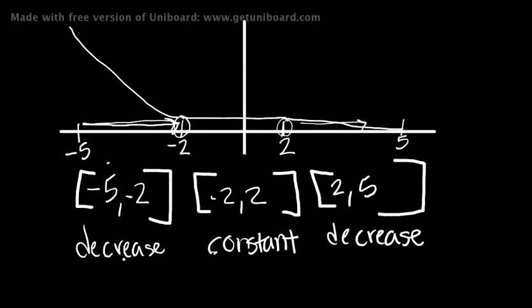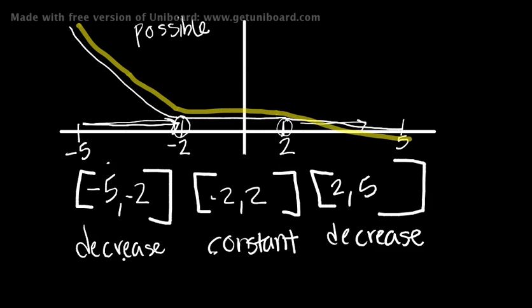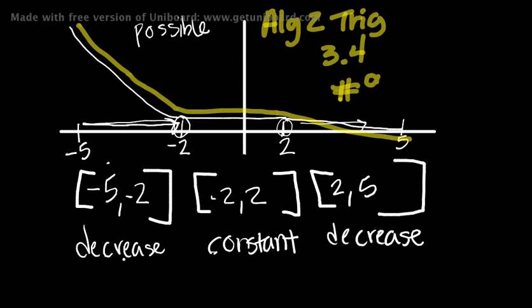And your graph may not look exactly like this, and probably my graph looks different from what the solutions manual has. That's the reason the solutions manual actually uses the words possible answers. As long as you are decreasing, constant, and then decreasing again over the intervals that they assign you, your answer should be considered correct. And again, this is Algebra 2 with Trig, 3.4, number 9. And the definitions for everything are on page 225.